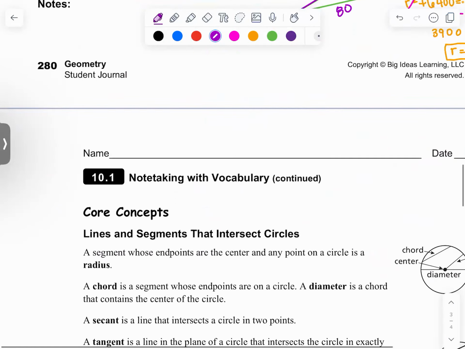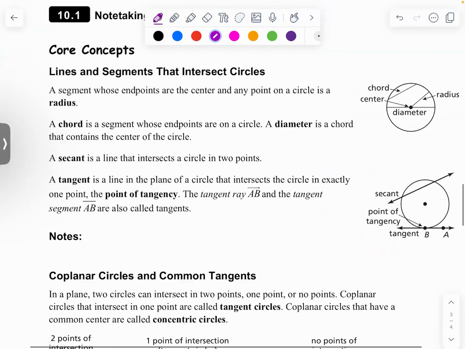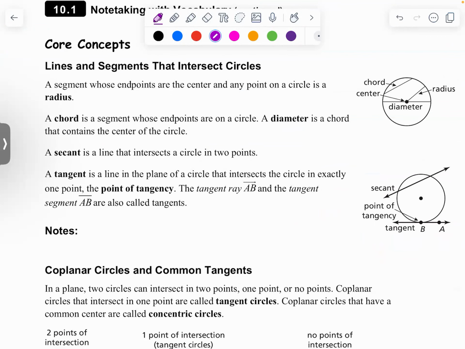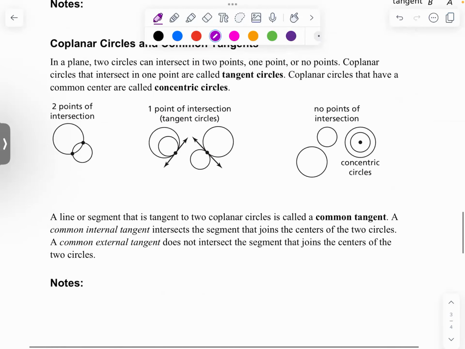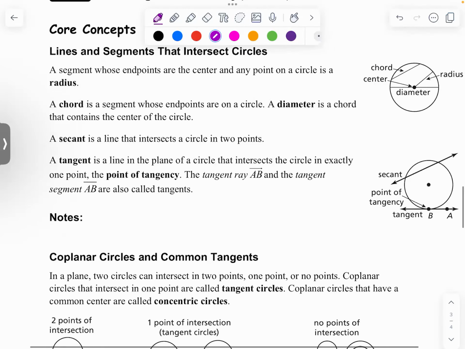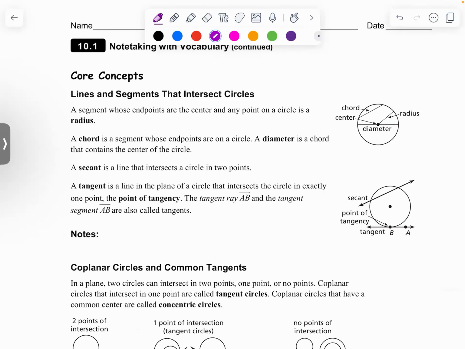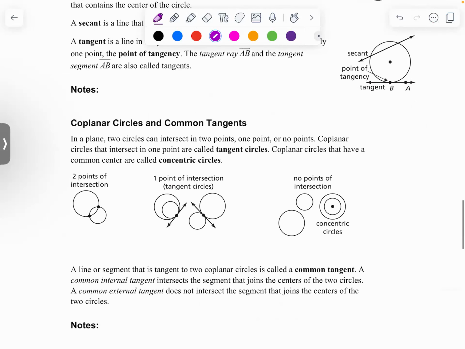All right, so I want you to go to the next page. There's lots of cool diagrams over here. This is probably where Ben found some answers for us. You can see we have pictures of our chords and center, diameter, radius. Here's a secant, a tangent, our point of tangent C. Here we have two circles that intersect in 2 points, two circles that intersect in 1 point, and then here's our concentric circles.